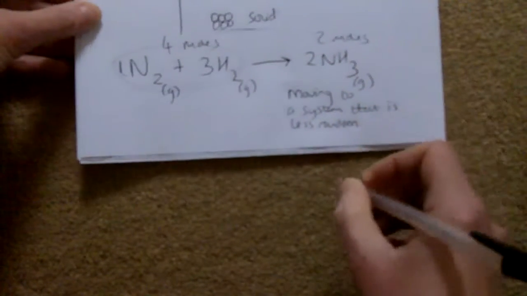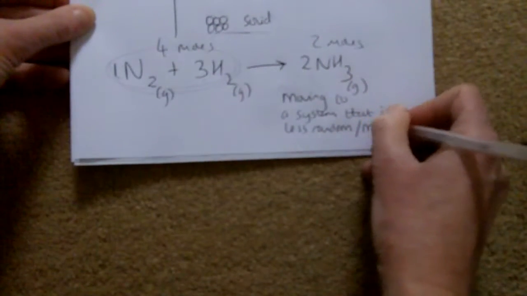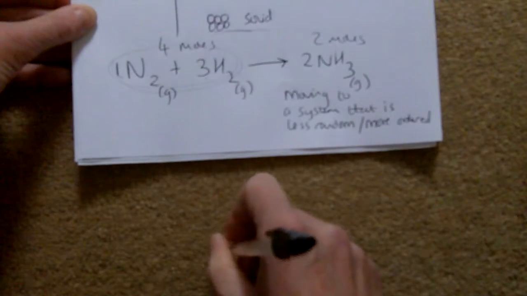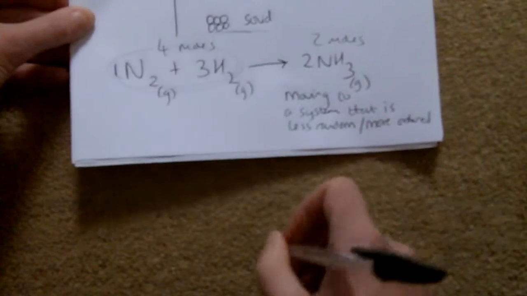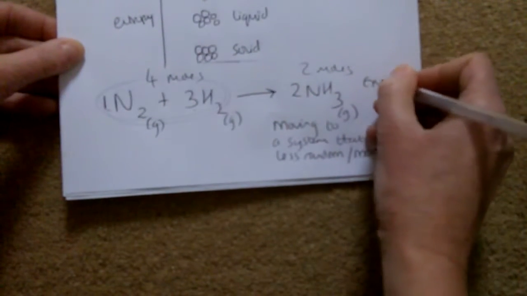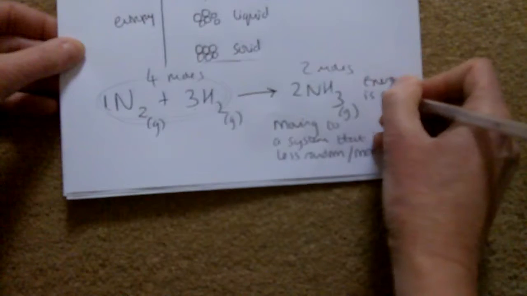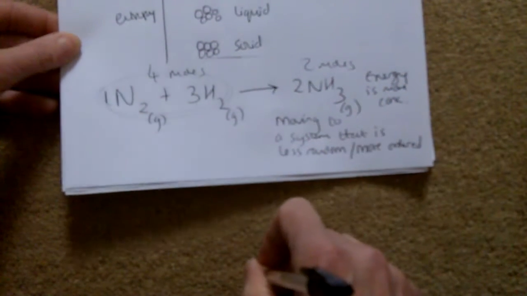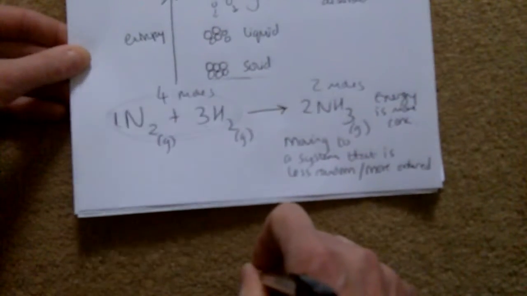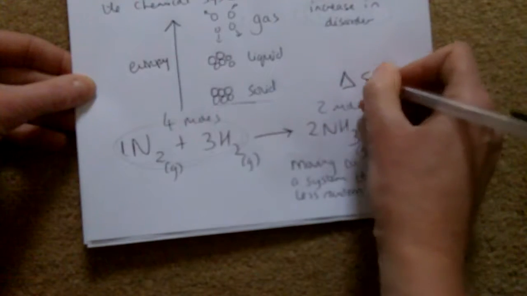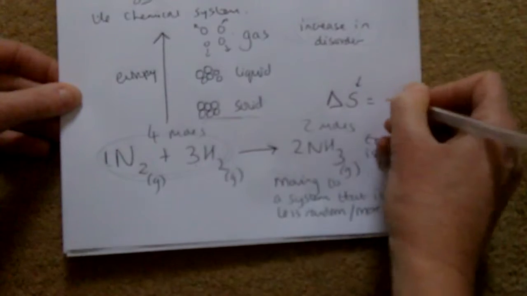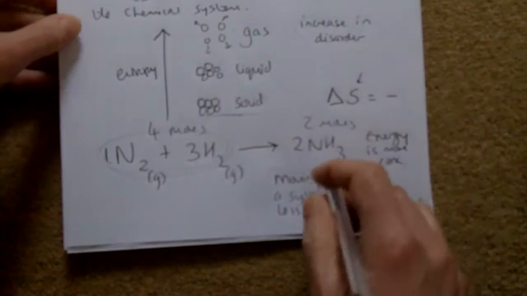Or you can say to a system that is more ordered. What we're saying as well is that the energy is becoming more concentrated. So the change in entropy here is negative. It's a negative entropy change.